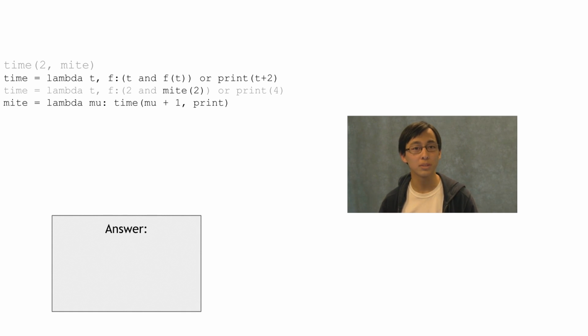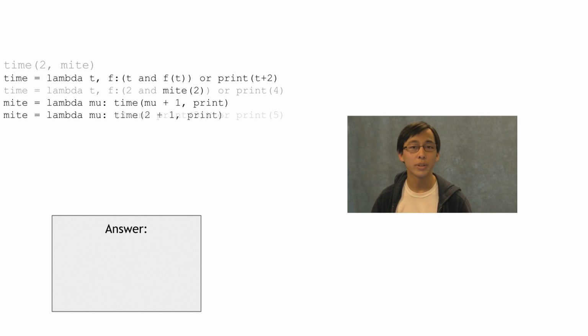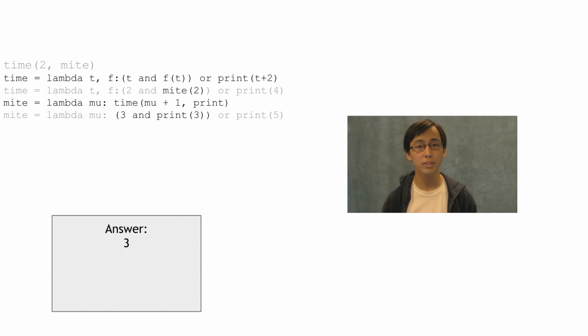We're passing 2 into might, so we replace every moo with 2. And so, as you can see, we're calling time on 2 plus 1, or 3, and the print function. So now we have 3 and print 3, or print 5. 3 is true, and now we need to execute this print 3. We print 3 in our answer and we replace this whole thing with none.